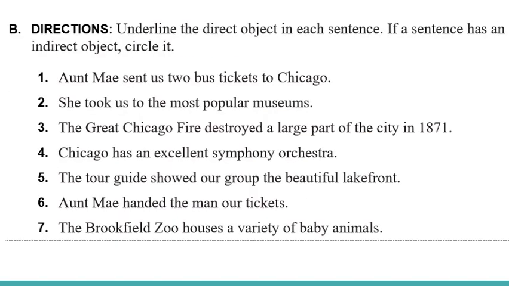Part B. Aunt May sent us 2 bus tickets to Chicago. Aunt May is my subject. Sent is my verb. Tickets is my direct object. For whom did she send the tickets? She sent them to us. Us is my indirect object.